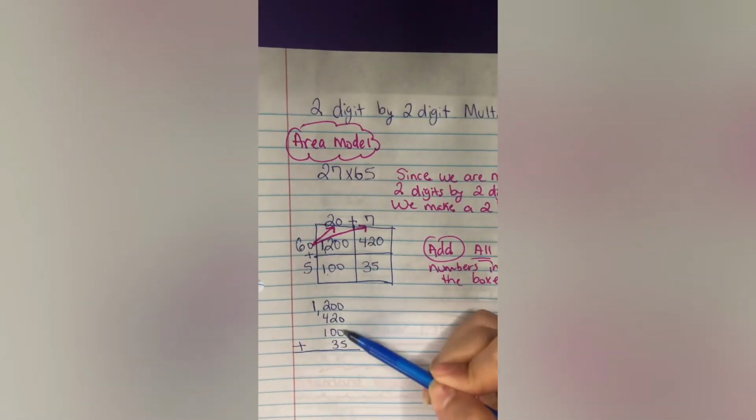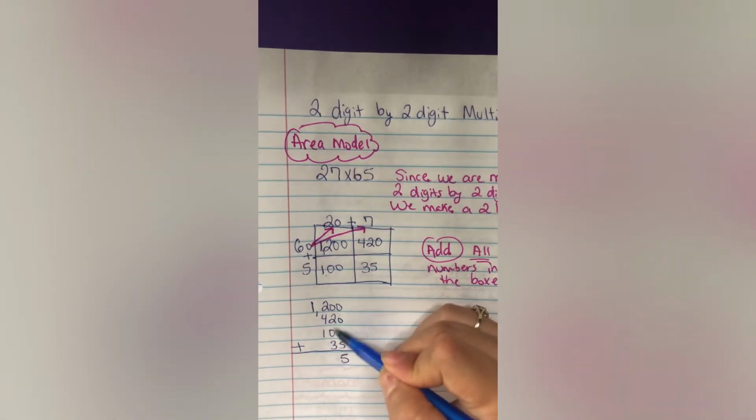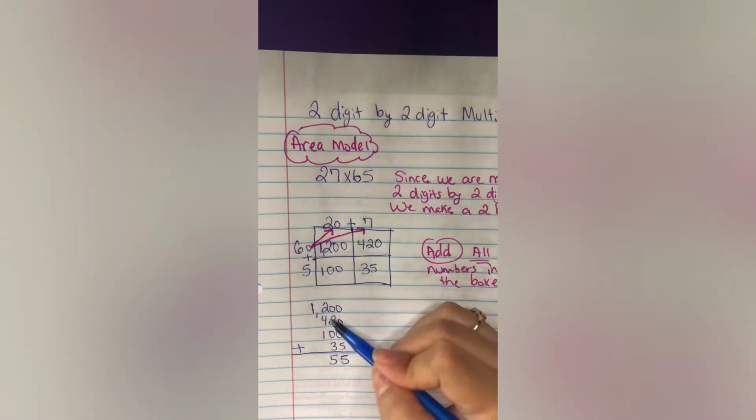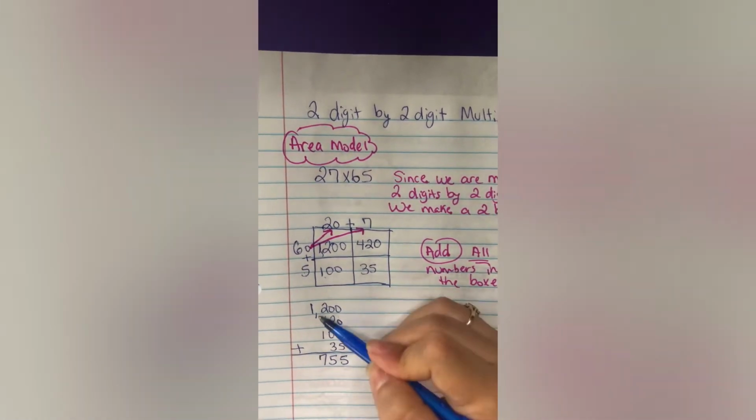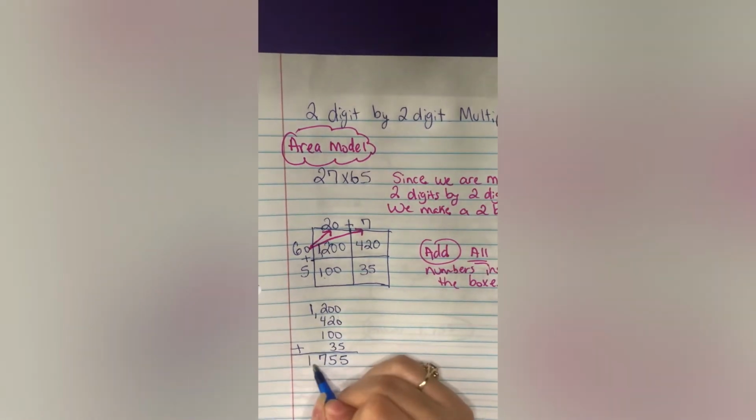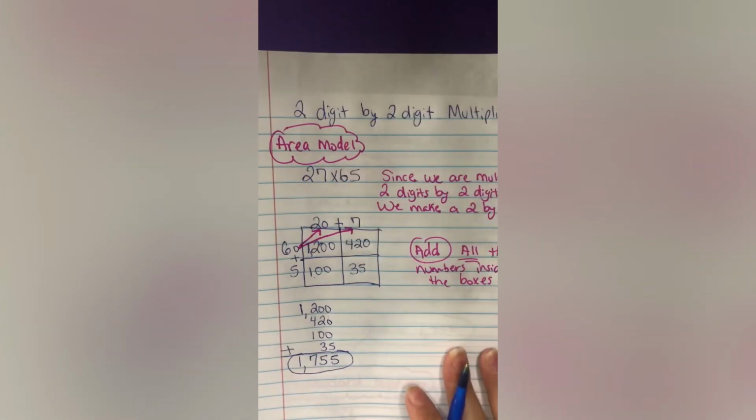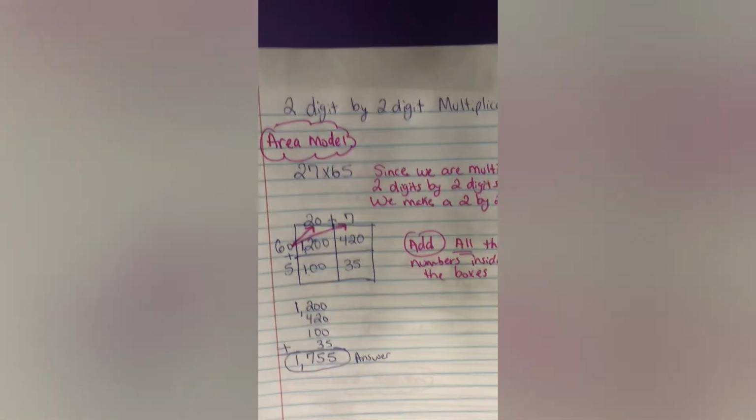We're adding 0 plus 0 plus 0 plus 5 is 5. 0 plus 2 plus 0 plus 3. So 2 plus 3 is 5. 2 plus 4 is 6, and 1 more, 7. And 1 plus nothing else, it's a 1. So our answer is 1,755. That is our answer.